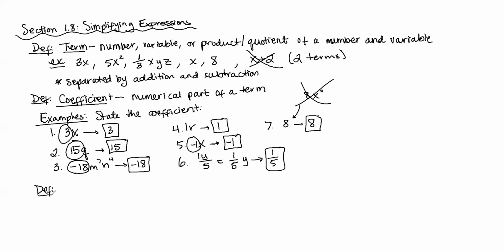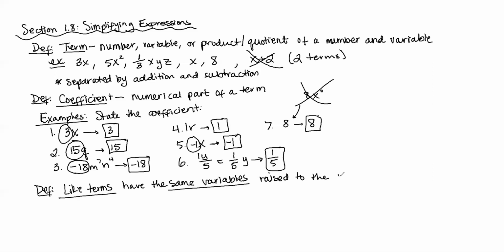All right, and one last definition before we can get into some examples. This is what I mentioned briefly in the last section, but like terms have the same variables. So in order to have like terms, you have to have exactly the same variables, x and an x, or xy, xy. They can't have different variables in each other, raised to the exact same exponents.